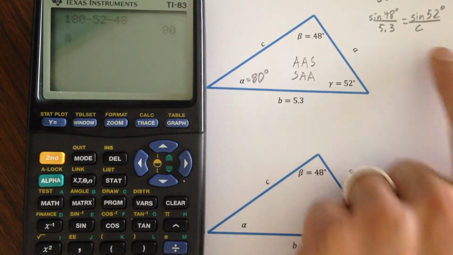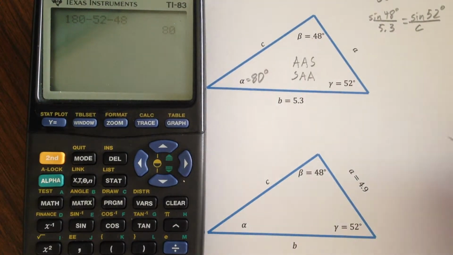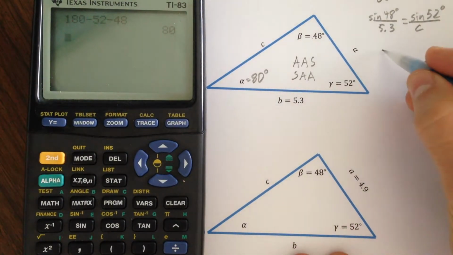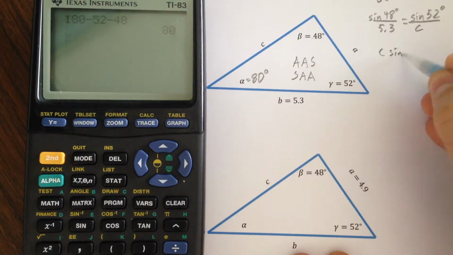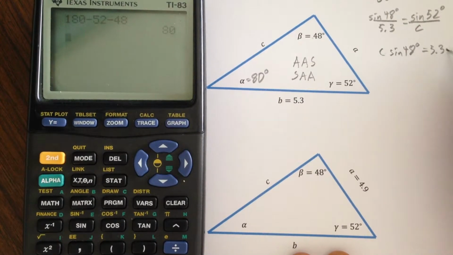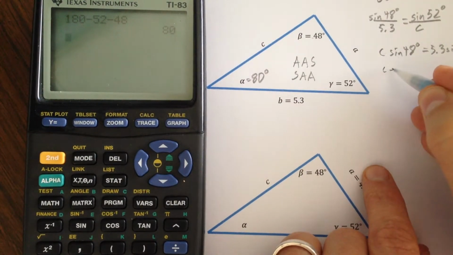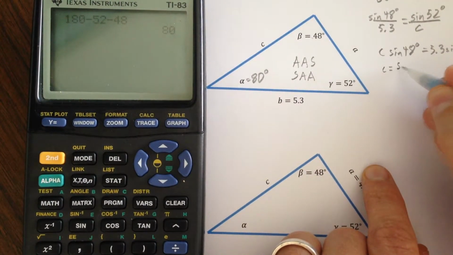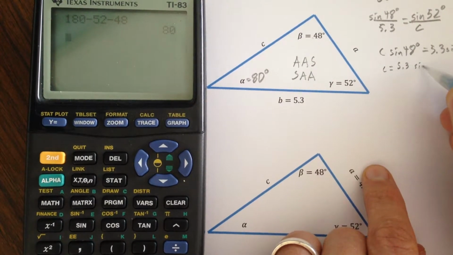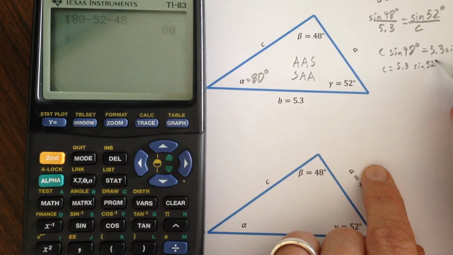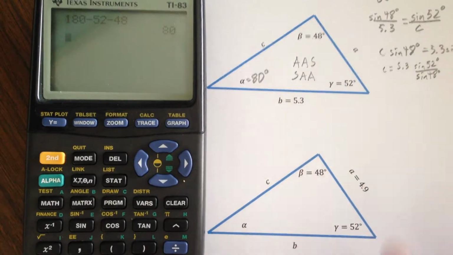Okay, so how am I going to solve for C? I'm going to cross multiply. So C sine 48 degrees equals 5.3 sine 52 degrees. Then I'm going to divide by this. So C equals 5.3 sine of 52 degrees over sine of 48 degrees. Okay, that's something that's fairly easy to punch in.